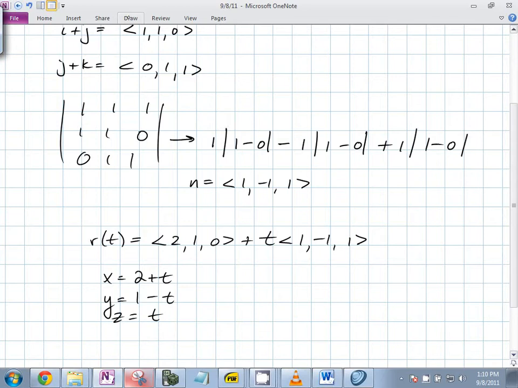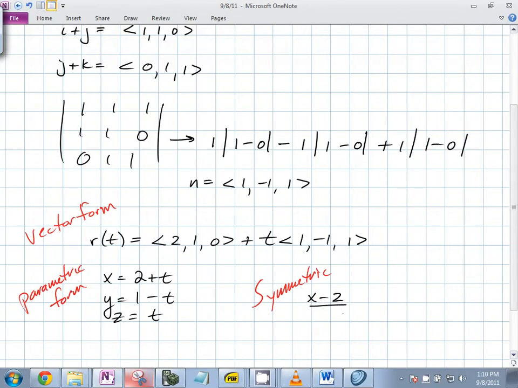The first thing you wrote is the vector form, right? Yep, that's correct. And then what's the second one called? Parametric form. And if you wanted, what's the last type? If you wanted to write symmetric, it would be... Is there a reason for the name? There's two equal signs. X minus 2 over 1, how about 1 minus y over 1 equals? Good.